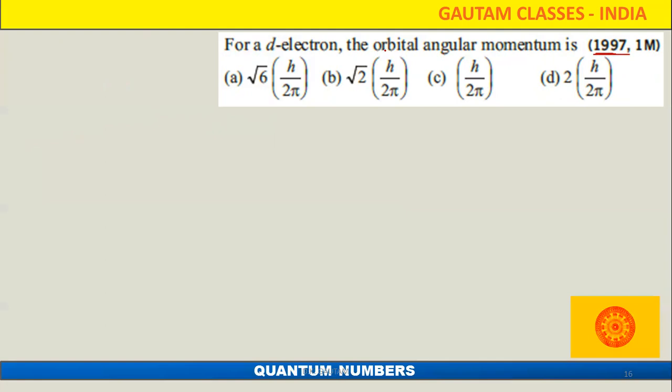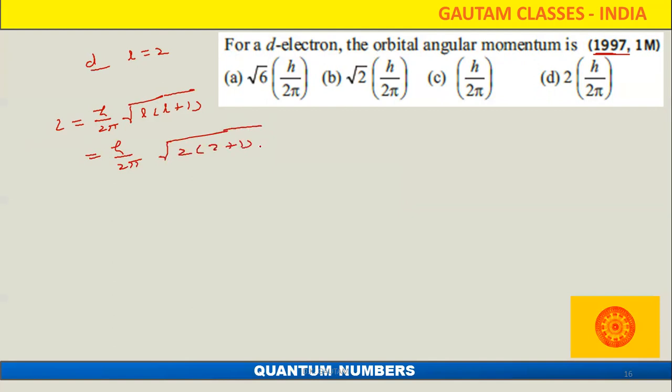For a d electron, the orbital angular momentum is asked. The orbital angular momentum formula is h upon 2 pi root l into l plus 1. For the d electron, the l value is 2. So we can write h upon 2 pi root 2 into 2 plus 1, that is h upon 2 pi root 6. A is our correct answer.